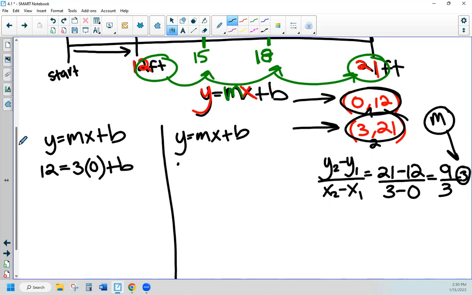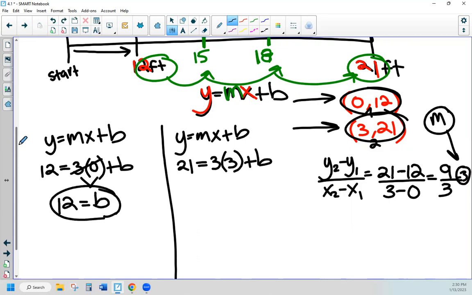Here we have a y of 21, a slope of 3, an x of 3 again. We're looking for the y-intercept. All right, 3 times 0 goes away, so you get nothing here. So it's telling me that my y-intercept is located at 12. What's going to happen here? 3 times 3 is 9.